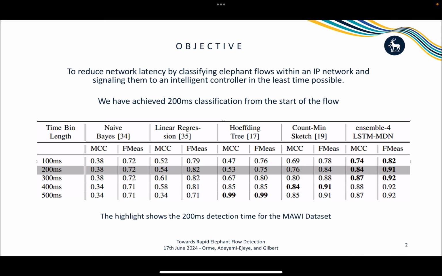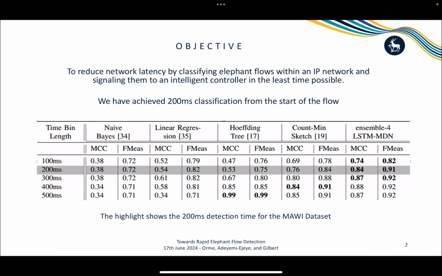The objectives of this paper are to present a method of detecting elephant flows in an IP network so that intelligent networks can reroute elephant and mice flows to reduce the possibility of congestion and hence reduce the risk of packet loss, which in turn will reduce the latency in the network.